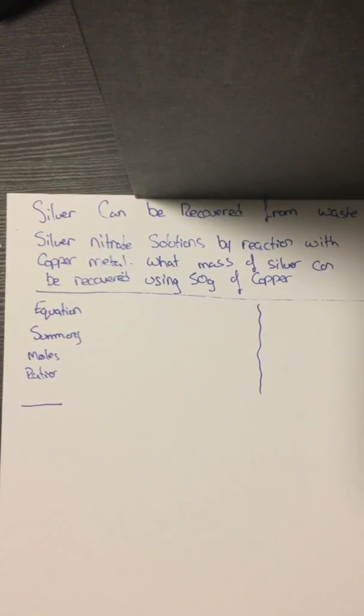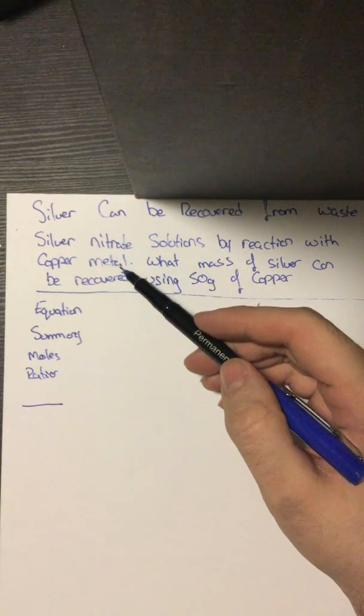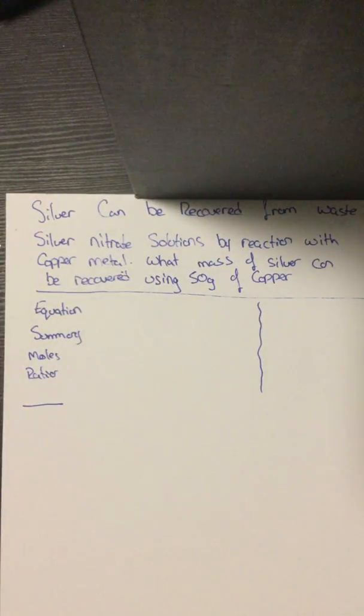So, reading out the question, we're going to see that silver can be recovered from waste silver nitrate solutions by reaction with copper metal. So already what I'm seeing here is a solution and an element, and that's saying to me that this is likely going to be a single replacement, because element plus compound equals element plus compound. That's always a single replacement. So what mass of silver can be recovered by using 50 grams of copper?